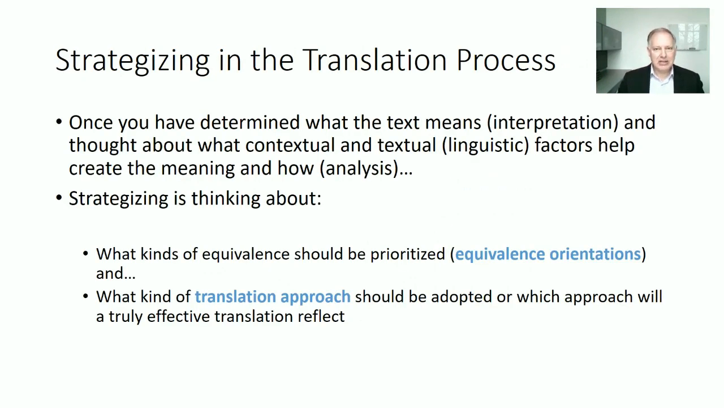So again, this is going to be a little bit repetitive, a little bit redundant. I've already mentioned these things, but bear with me. So strategizing in the translation process. Once we've determined what the source text means, the interpretation step, and thought about what contextual or extra-linguistic and textual or linguistic factors, the words on the page, help to create that meaning, that's the analysis. Strategizing is the next step, and that involves thinking about what kinds of equivalents should be prioritized. Those are those equivalence orientations.